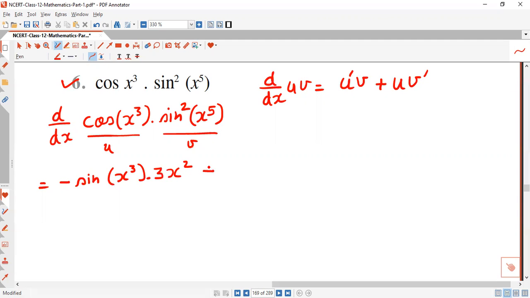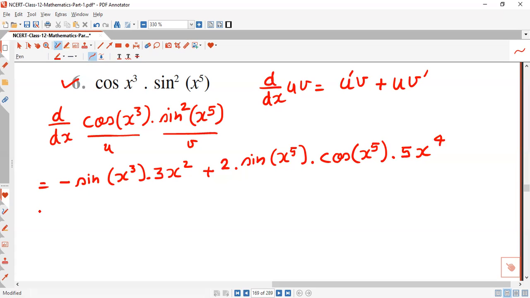Plus sin square(x raised to 5). Here you see, this is not the sine function alone, it is sin(x^5) with a power n. The function has a power of some number, so we do this one 2 times, sin(x raised to power 5), and now sin(x raised to power 5) is differentiated. We are getting here cos(x raised to 5), and then again x raised to 5 is differentiated. We are getting here 5x raised to 4.